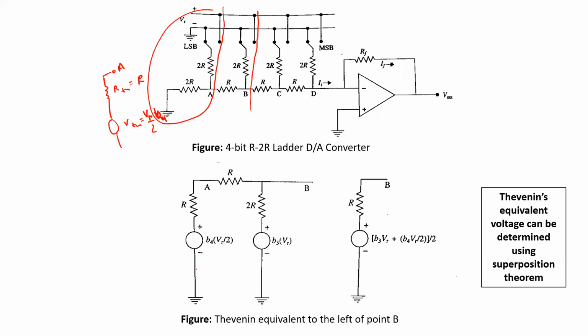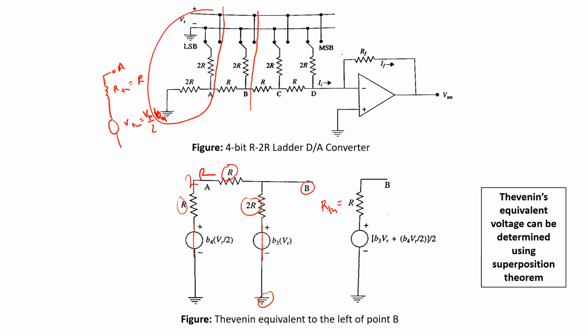So here we have two different sources now. In order to determine the Thevenin resistance, we can consider both the sources to be short circuited and determine the equivalent resistance from node B to ground, which is the series combination of these two resistances, then the parallel combination of this 2R with this 2R. Eventually, again, we are going to get that the equivalent Thevenin resistance is equal to R.